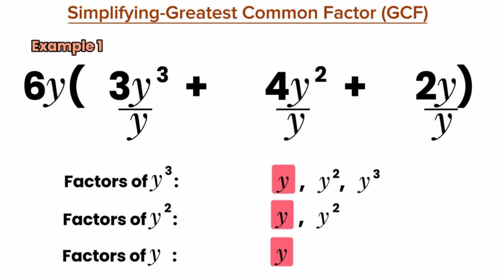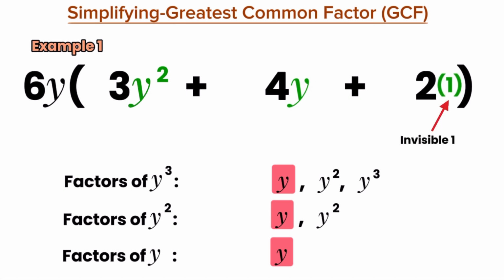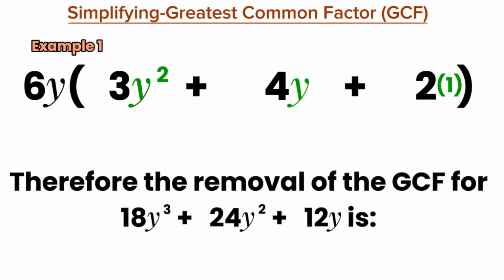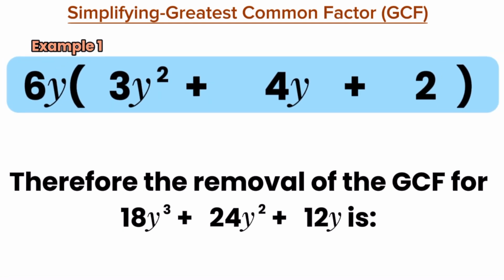Y to the power of 3 divided by y is y squared. Y squared divided by y is y. And lastly, y divided by y is 1. Therefore, when we remove the greatest common factor from 18y to the power of 3 plus 24y squared plus 12y, we get a final answer of 6y times (3y squared plus 4y plus 2).